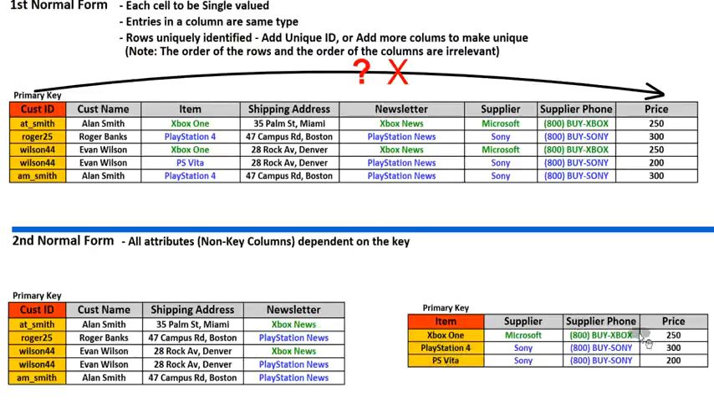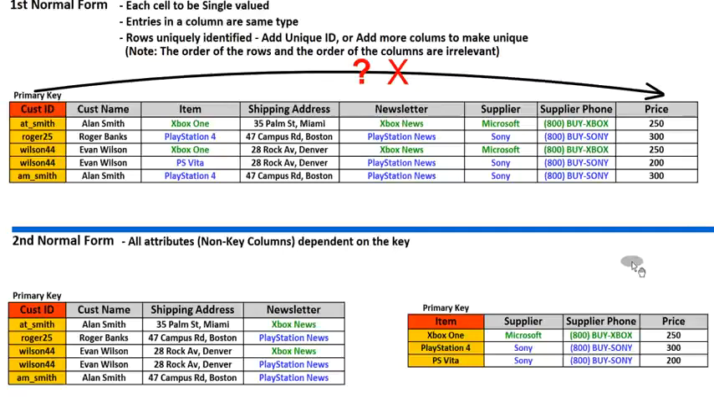So now the price, the supplier, and the supplier phone depend on this, because Xbox One has Microsoft to supply. This is their phone number and this is the price, and this customer has, this is his name, this is shipping address, and this is what is subscribed to. Obviously this person subscribes to 2, so he's in here twice.